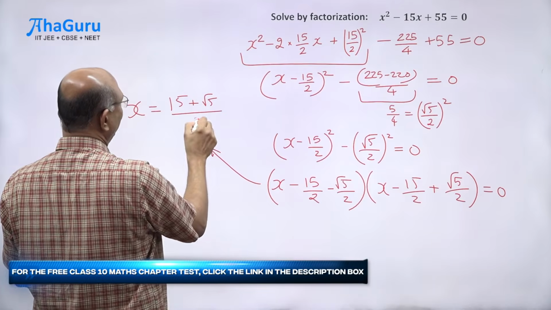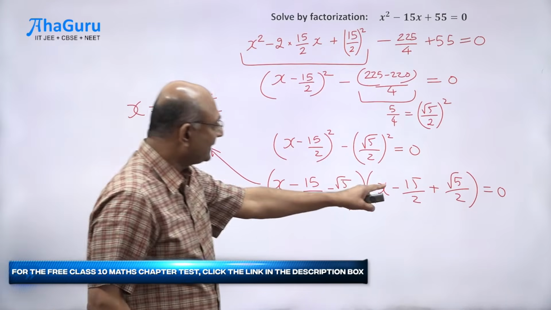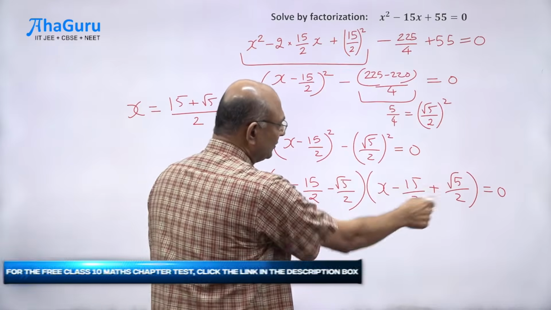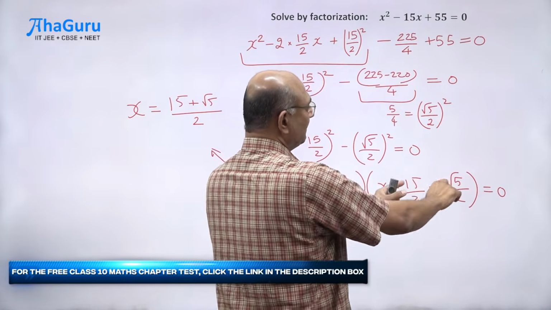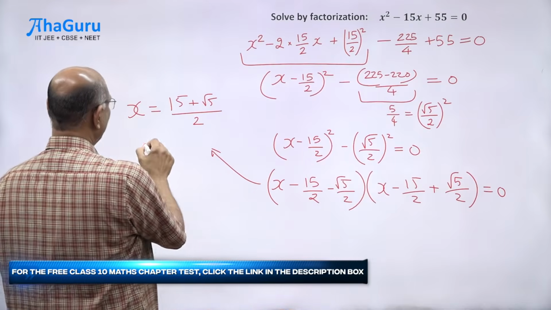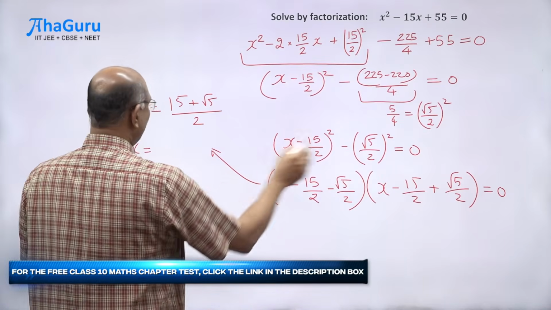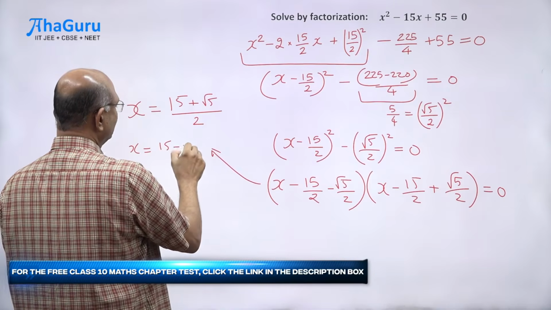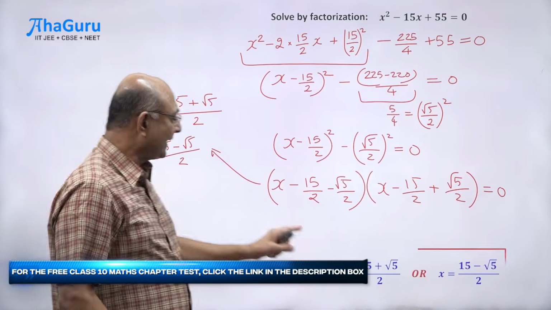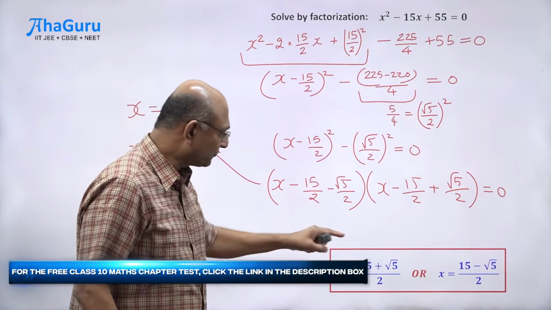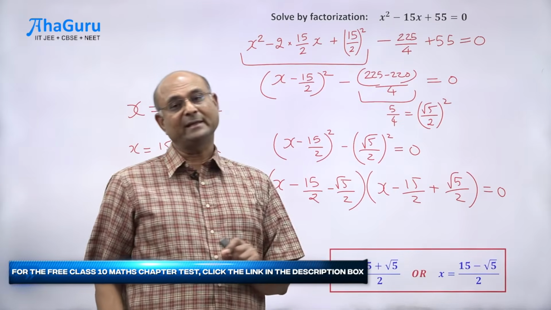Since it's the same by 2, you can bring it together. And if I take this to that side, this equal to 0, it will become minus 15 by 2 will go there and it will become 15 by 2 minus root 5 by 2. So x is equal to, from there you will get 15 by 2 minus root 5 by 2. So therefore these will be the answers. So x is equal to 15 plus root 5 by 2 or 15 minus root 5 by 2.